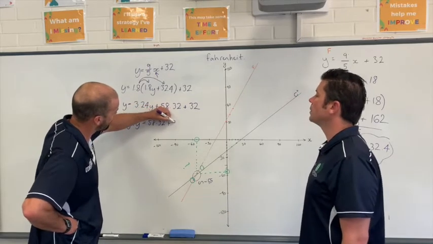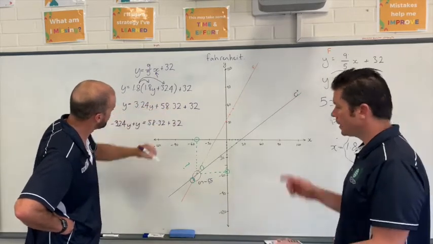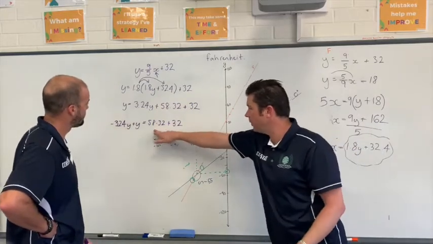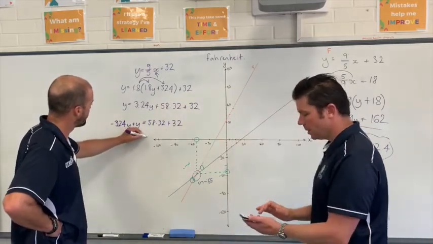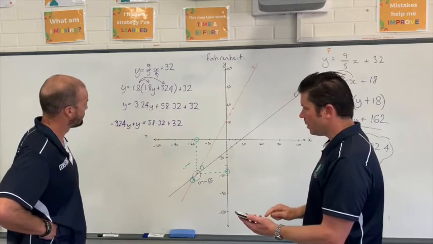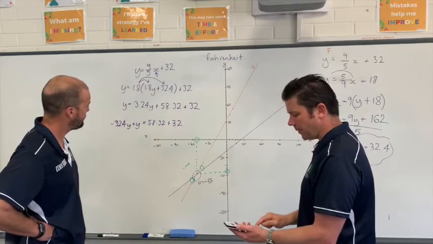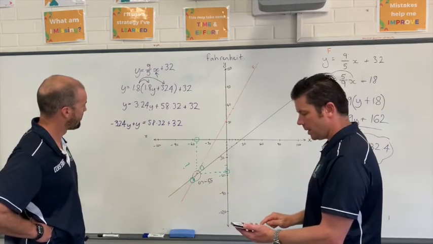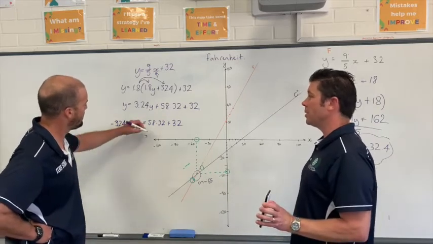58.32 plus 32. Let's do some mathing. I'm going to add this. 58.32 plus 32 is going to be what? I've done it in my head, but I'm going to do it on the calculator. 58.32 plus 32 equals 90.32.